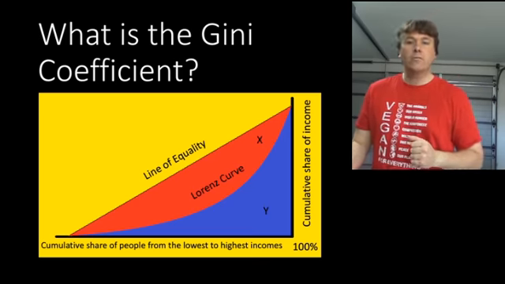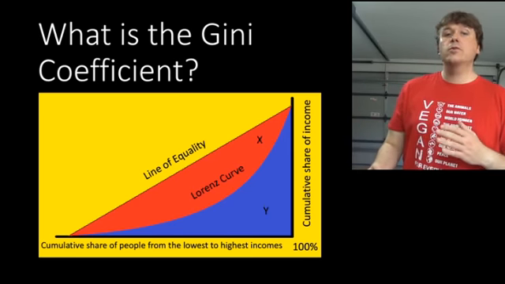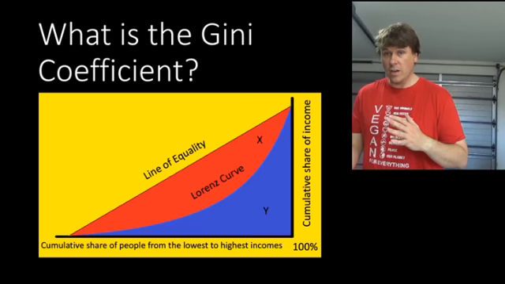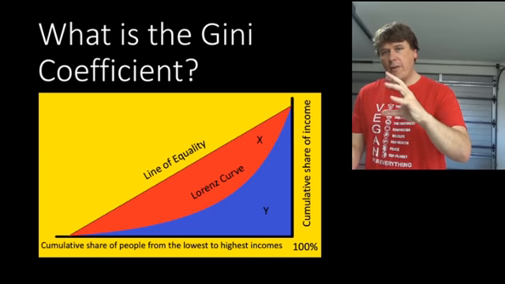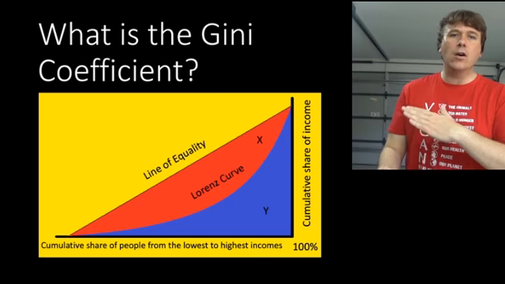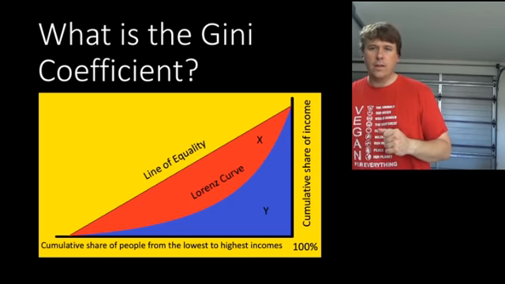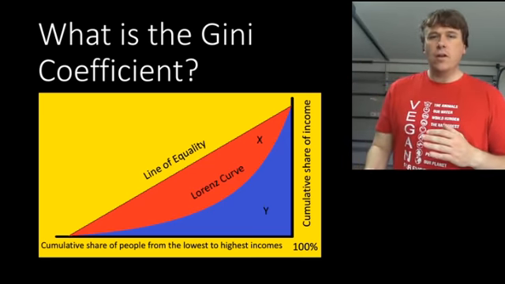This is how the Gini coefficient is calculated. You can see in the diagram the difference between the line of equality and your Lorenz curve, the red area, x. You divide that by the whole area below the line, which is your red area and blue area, x plus y. That will give you your Gini coefficient.